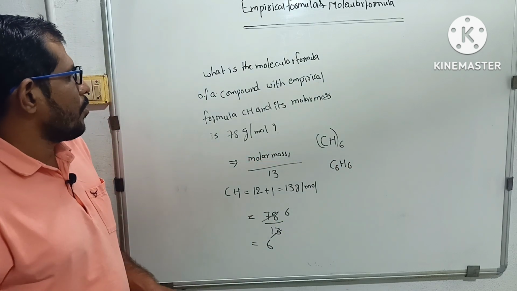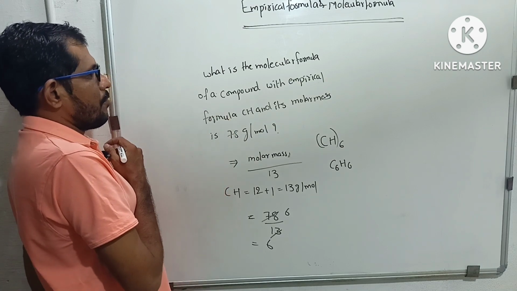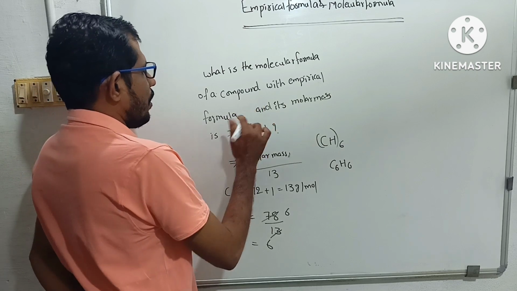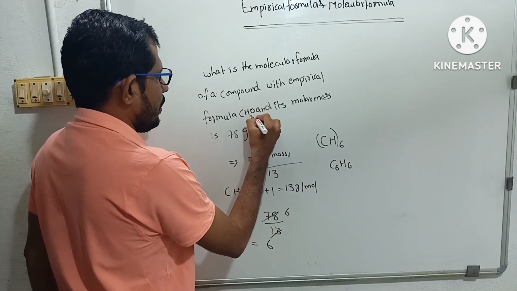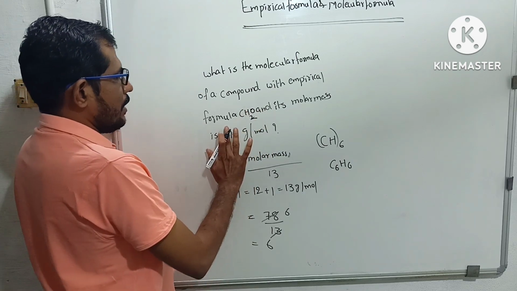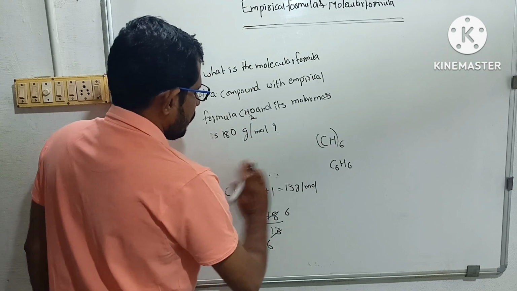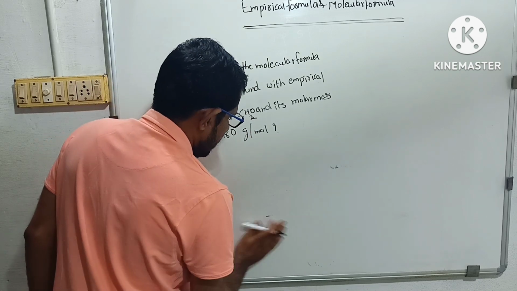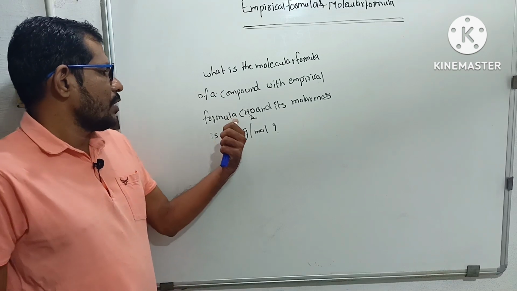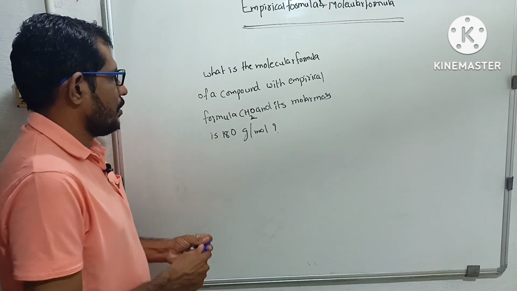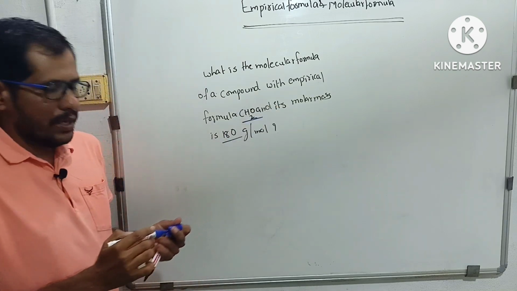I will solve one more problem for you. I will try to change this. What is the molecular formula of a compound with empirical formula CH2O, and its molar mass is 180 grams per mole? So I have changed this question like this.